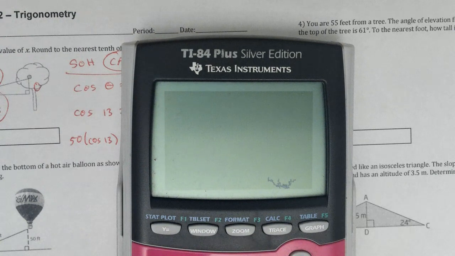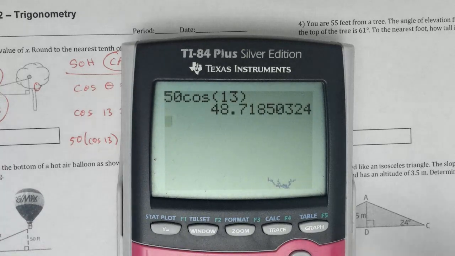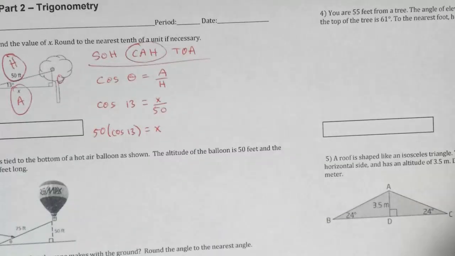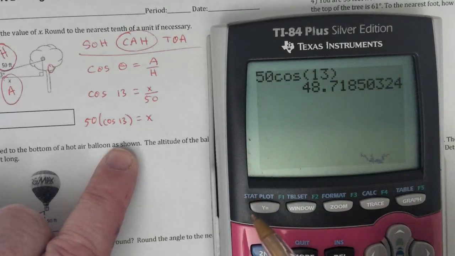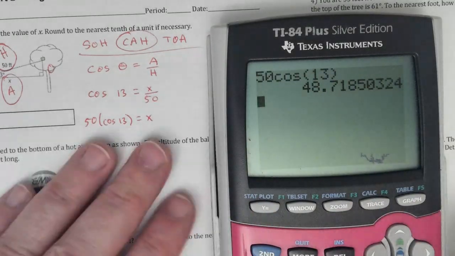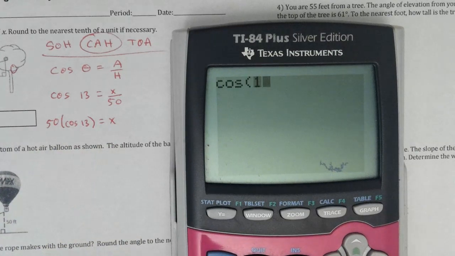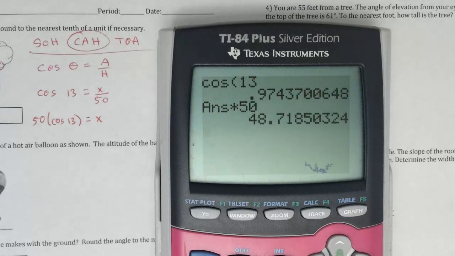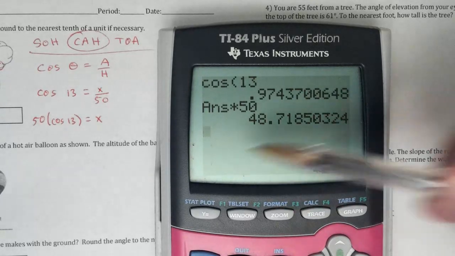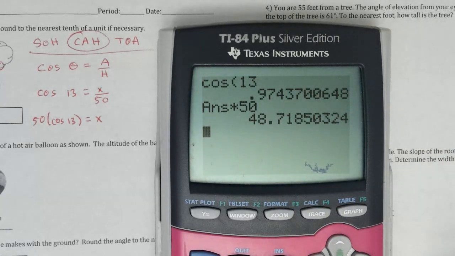Okay, in my case, I can do 50 cos of 13, and I get this. On some other calculators, you might have to type it in backwards. So 13 cos equals, and then times the 50. For most people, make sure you get cos of 13 first, then multiply by the 50. That's probably the safest bet. And we get this right here.